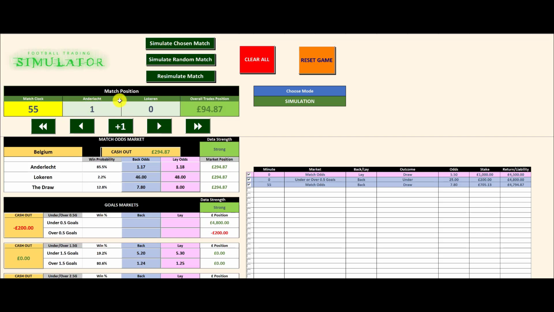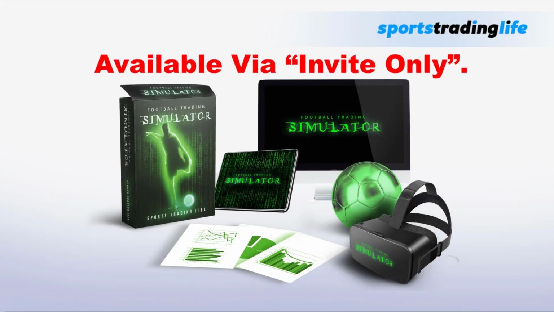I mean, for this example, Anderlecht to lead 1-0. Could we let that run and maybe take that full £1,000? Who knows? Because it is totally random. Okay, but anyway, that is definitely my favorite feature of the football trading simulator, the simulate random match. And like I said, the intermediate and expert traders are definitely going to have a lot of fun experimenting with this. So you really are set to have hours of fun, and you could build a profitable strategy or two using it.